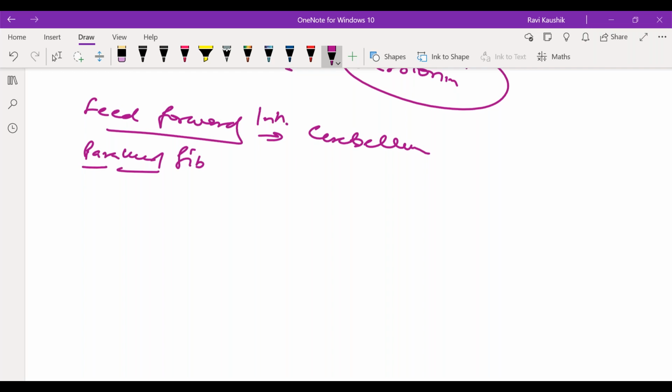Ultimately, what happens in this? See, basket cells which are there, if they are stimulated, they lead to production of IPSPs, right?